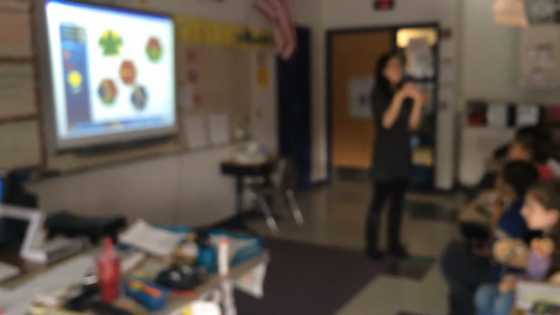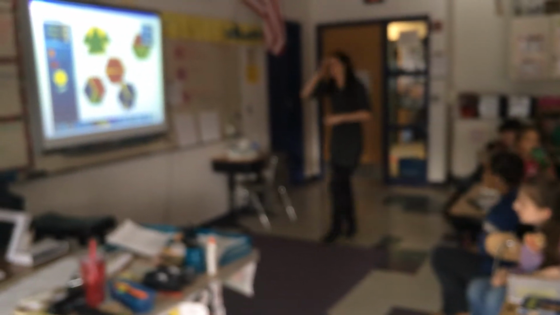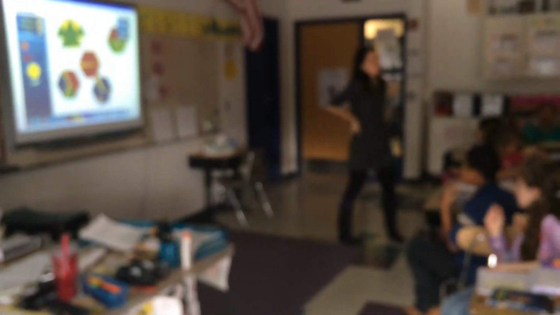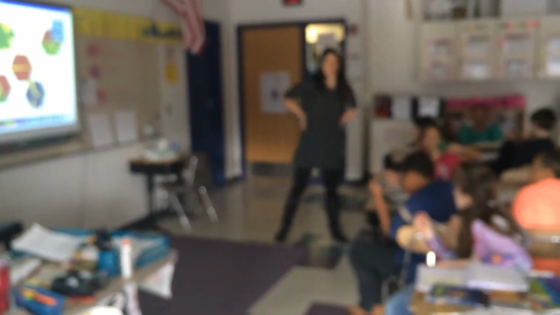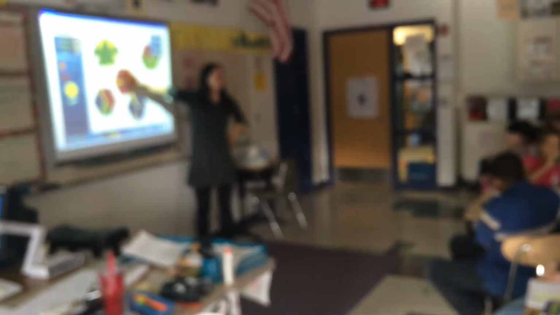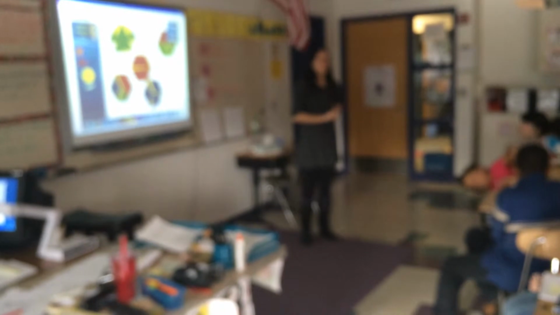Okay? So if we know that, let's start with this one with the 2 trapezoids. If we know that the hexagon equals 1 whole, how could we write a number sentence to show what these trapezoids equal? What's another number sentence we could write using what these trapezoids represent? What do the trapezoids represent?